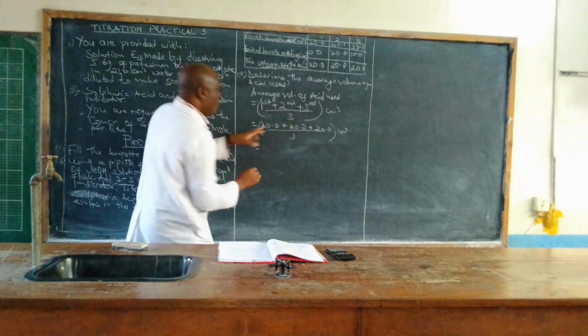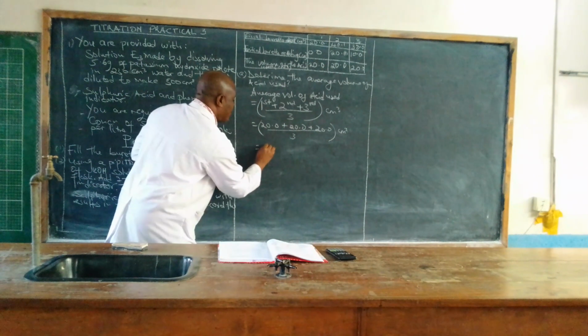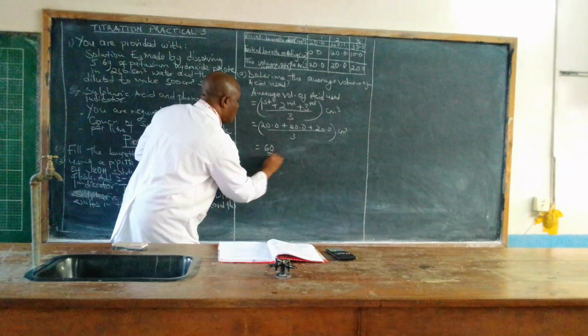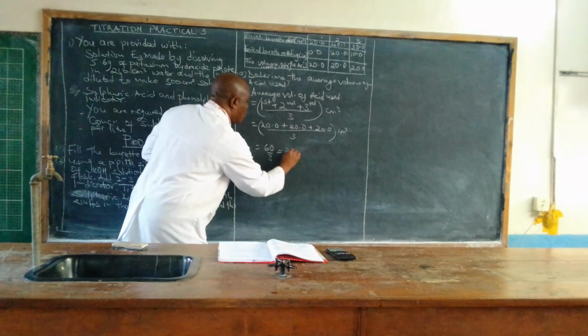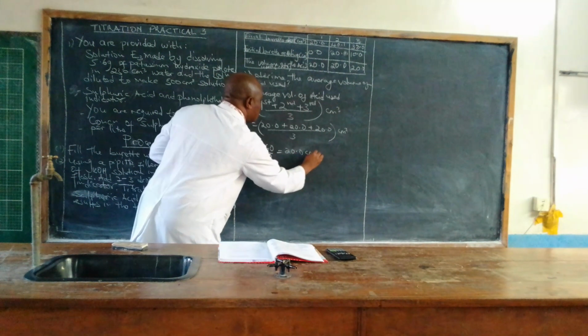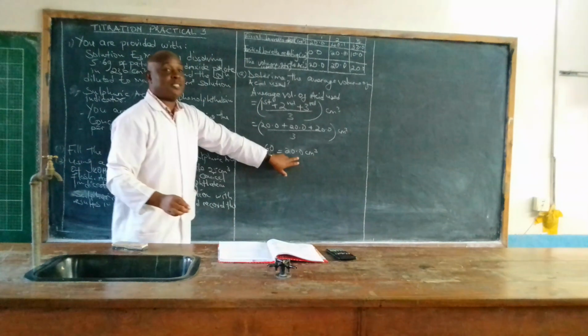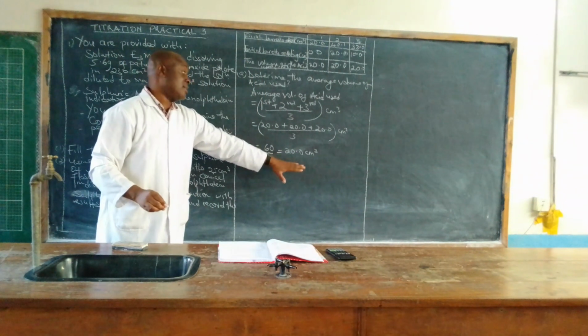So here we are going to get what? 60 divided by 3, right? 60 divided by 3, which is equivalent to 20.0 cubic centimeters. Remember to maintain this one decimal point because it's very, very important as far as titration is concerned.